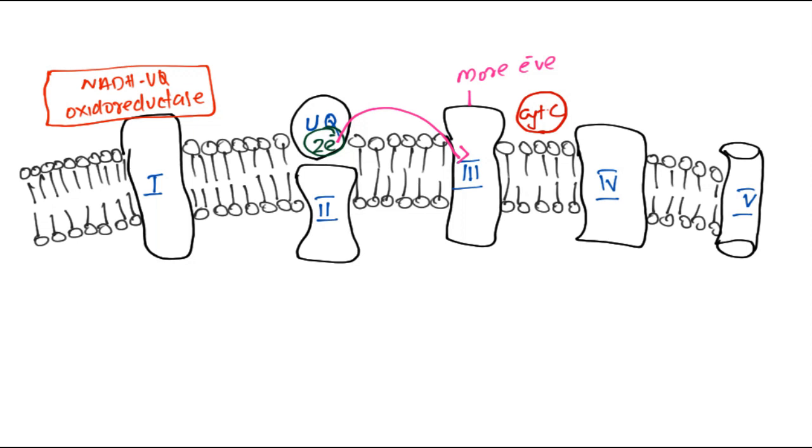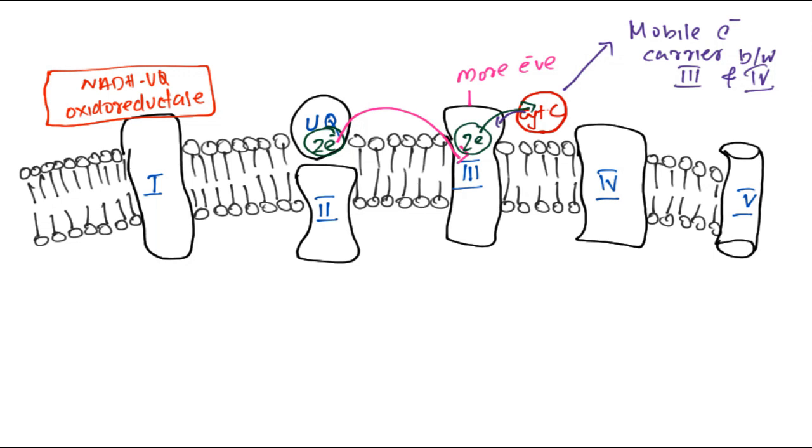You can see that there is a cytochrome present there. I already told you that cytochrome C is a mobile electron carrier situated between complex 3 and complex 4. Whenever complex 3 is having an electron, cytochrome will move towards complex 3 and accept the electron. So from the ubiquitin, the electrons go through complex 3 to cytochrome C. The ubiquitin is losing the electron and cytochrome C is gaining it, so ubiquitin is getting oxidized and cytochrome C is getting reduced.